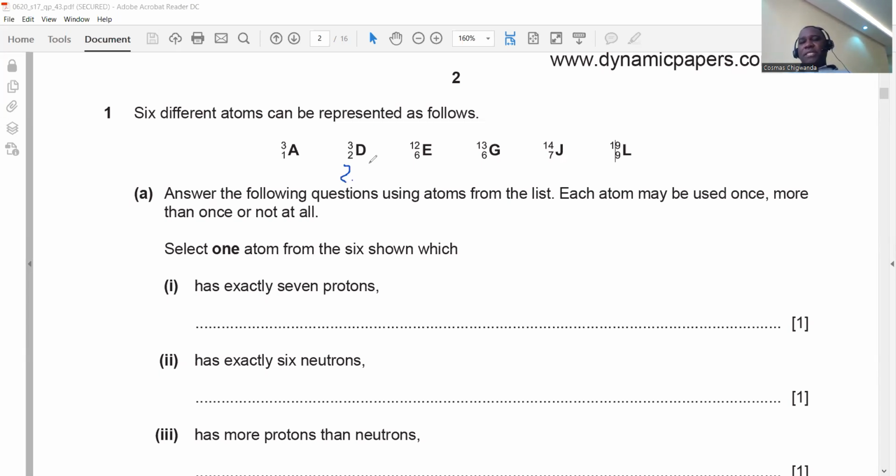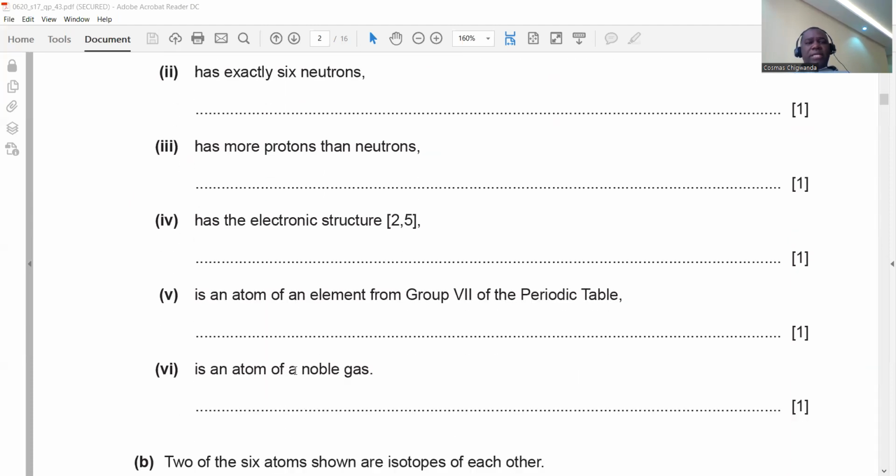Remember, if you have your periodic table, and this paper will be having a periodic table, actually element D is an isotope of helium because it has 2 electrons in the valence shell, and helium is a noble gas because its outermost shell is full of electrons. Okay, right. Let's move on to the next one. All right, let's move on to the next one and look at what was the question here.